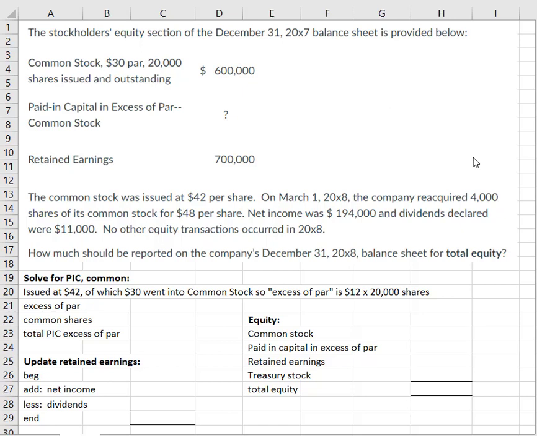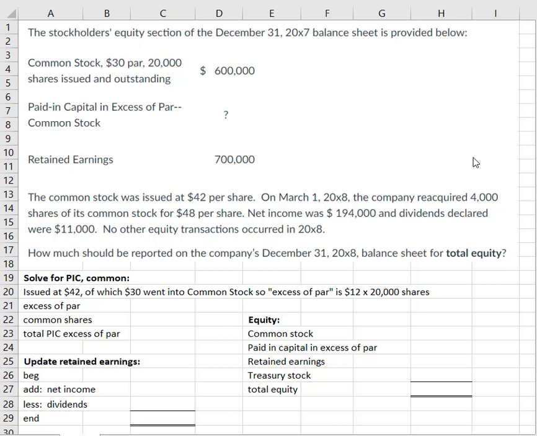So let's work a few equity problems here. Here we have a missing piece, but we have enough data to solve for that question mark. So let's start there. They tell us that common stock was issued at $42. And we know that what goes in that common stock line can only be shares issued times par. So that's $600,000, which is $30 times the 20,000 shares. It cannot be anything else.